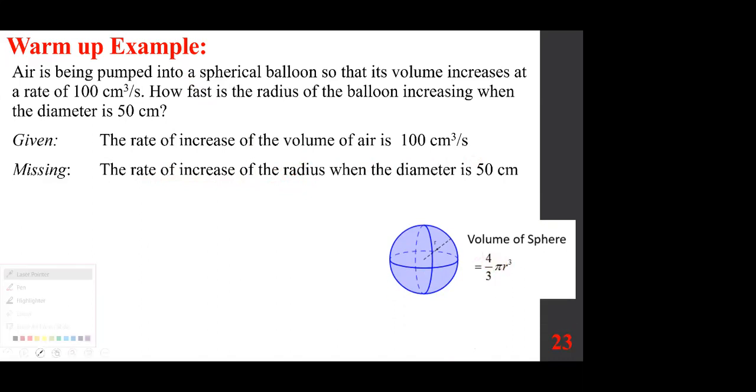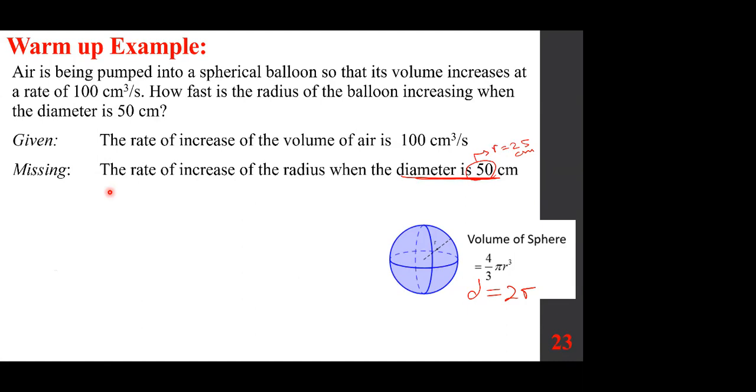Also, we need to know that D, just write it here, D equals 2R. Therefore, when we say diameter is 50, that means the radius is 25 centimeters. Now, let's write this symbolically. And that's what you need to know for every question to be able to handle it easily.